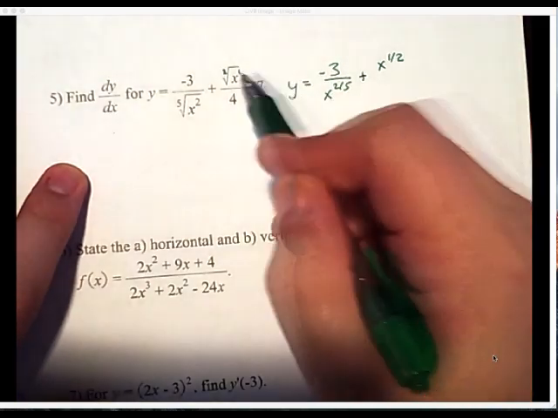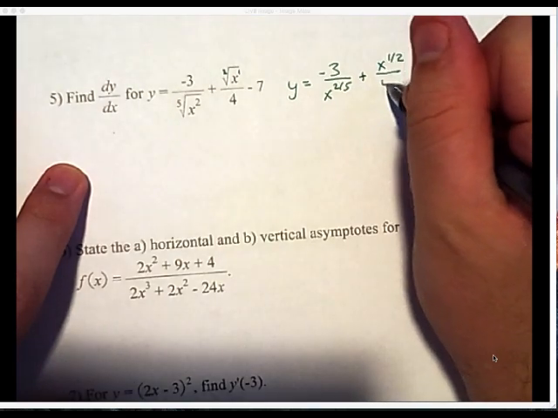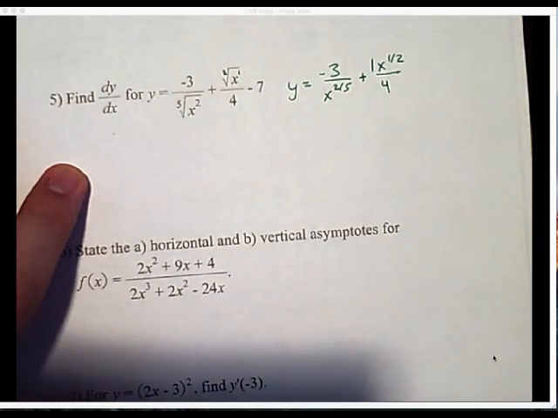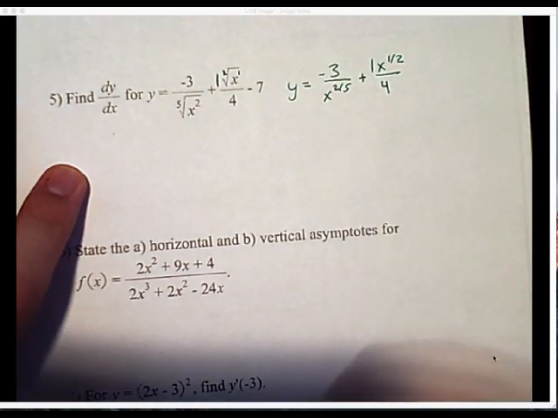If you don't see an index on a radical, we assume it's 2. And there's also an understood coefficient of 1 there in front of the radical. Okay, minus 7.